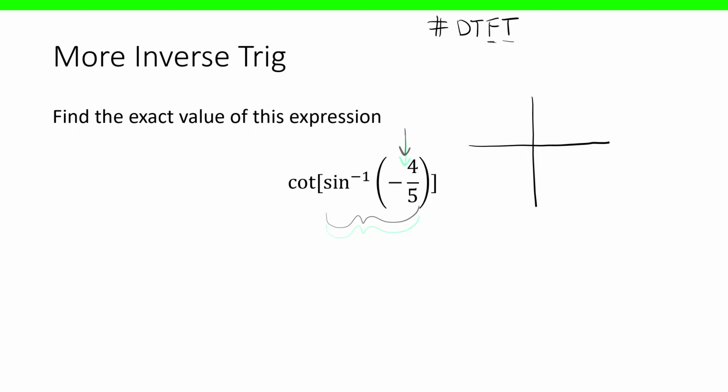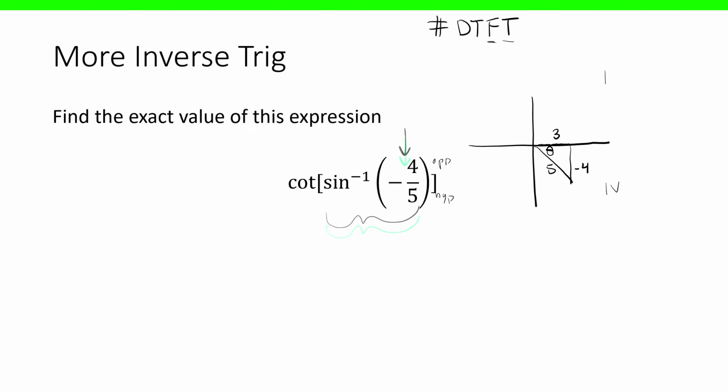Remember that inverse sine has to come out in quadrants 1 or 4, but I have this ratio of side lengths where this is opposite, this is hypotenuse, that means that this opposite side here is 4, this is 5, which means this is 3. So I've just drawn that triangle.